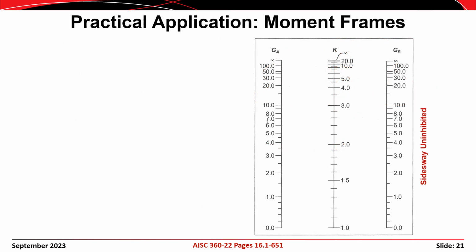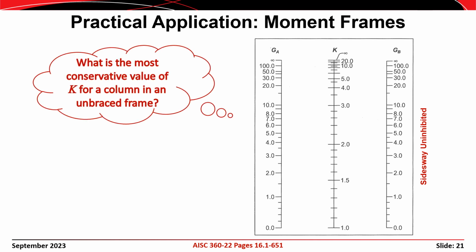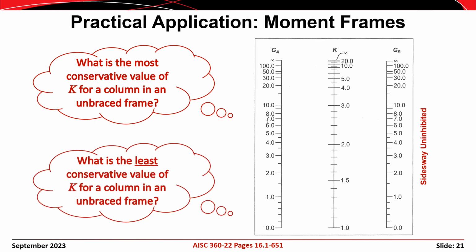Now let's consider the alignment chart for a moment resisting frame. What is the most conservative value of K in this case? Looking at the center line of this chart, we can see that the largest value of K is infinity. What is the least conservative value of K? Again, looking at the center line of the alignment chart, we can see that the smallest value of K is actually 1.0.